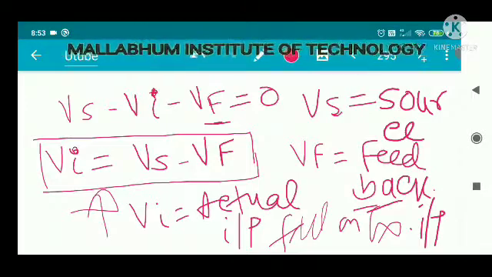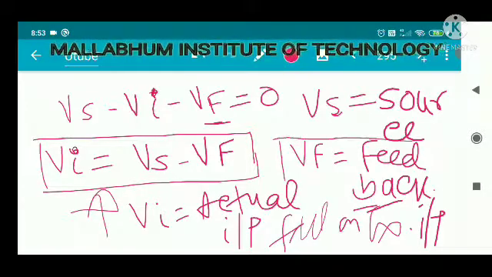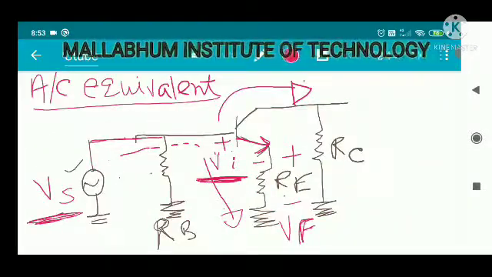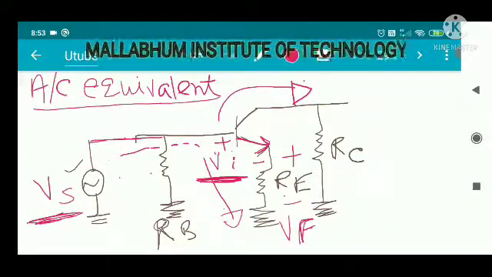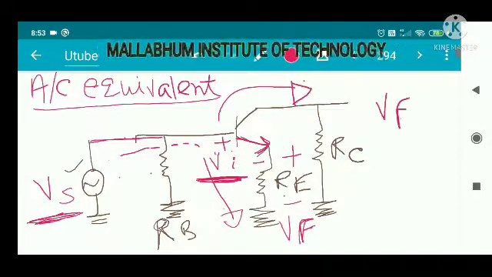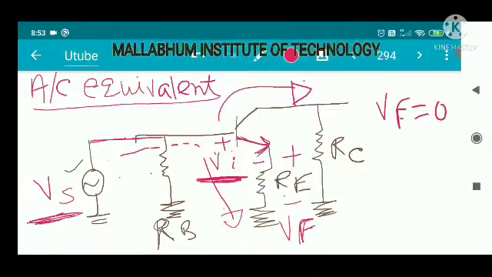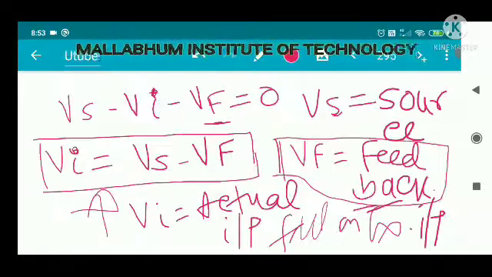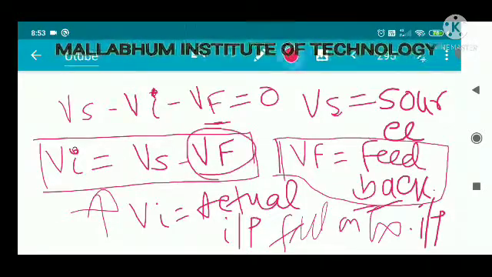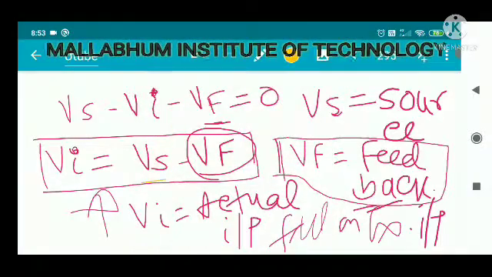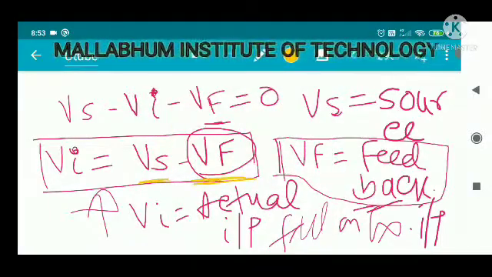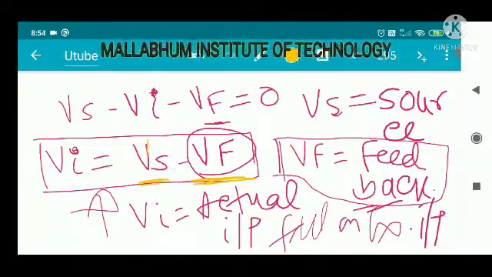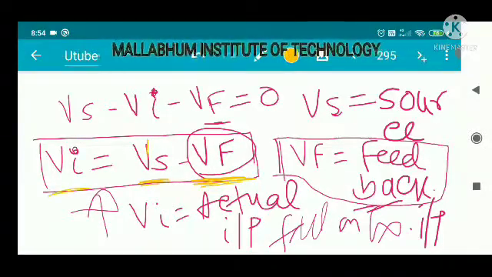So what happens, this Vf will be present because of the emitter resistance. If we don't give any emitter resistance, if we short circuit this, then this Vf will be 0. So whatever supply we apply here will totally fall onto the input. But due to the presence of this feedback voltage, it will be negative feedback, so it will try to reduce the effect of the input. So Vs minus Vf, Vi equal to Vs minus Vf.